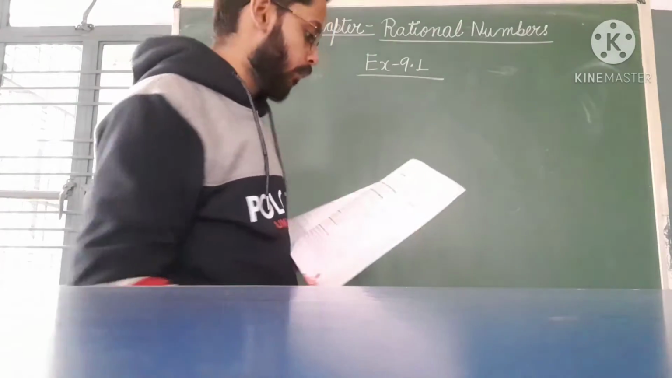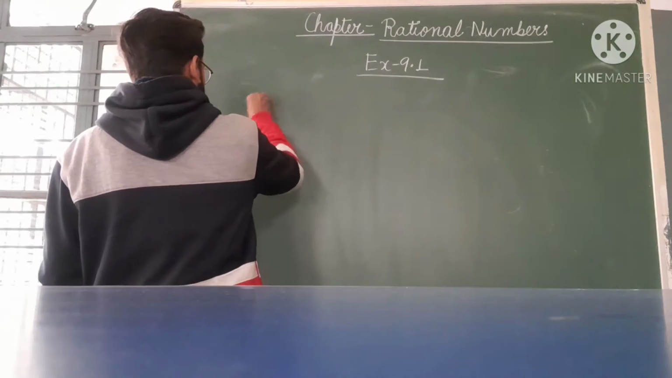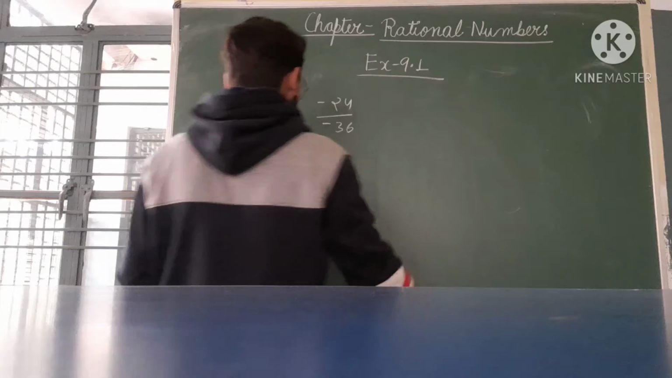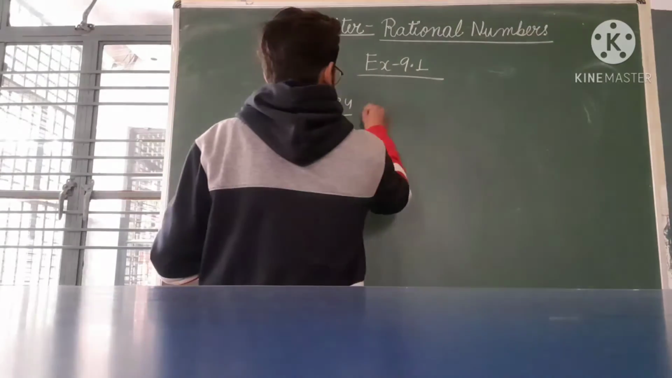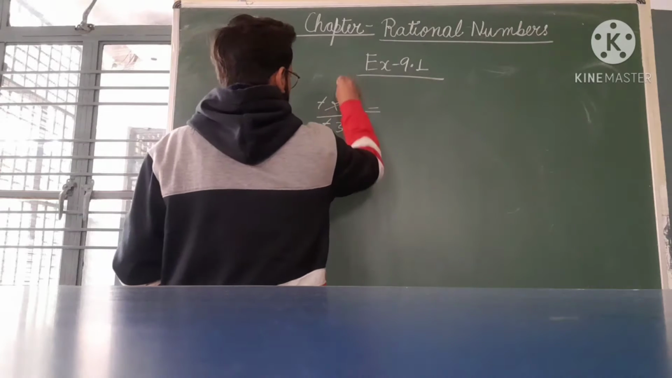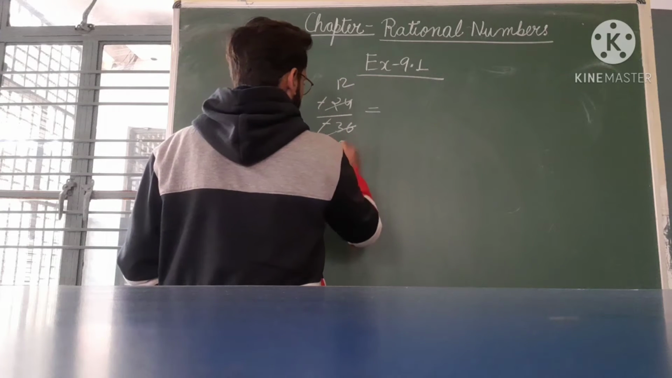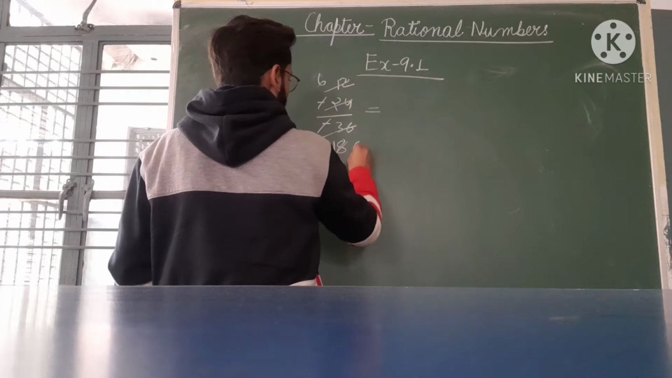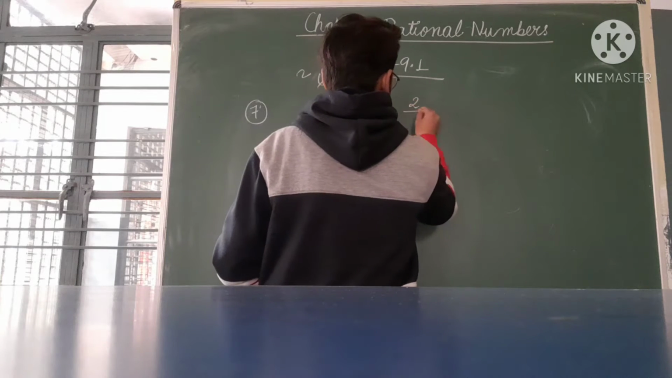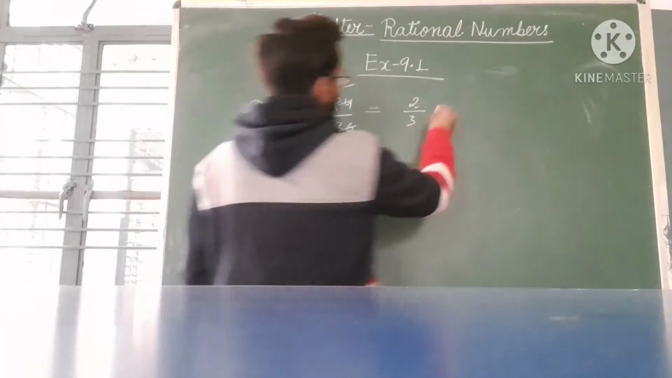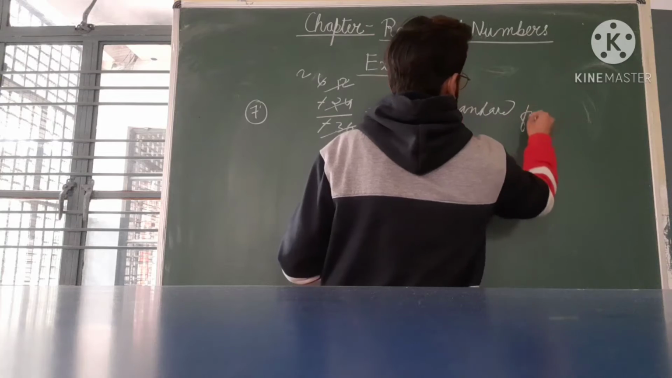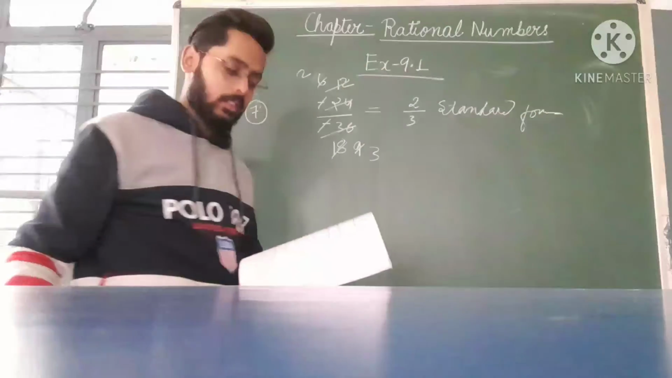Now express minus 24 upon minus 36. See question number 7. How do we have to express it? We have to express it in standard form. We have to just simplify it. Minus minus will cancel out. 2 1s are 2, 2 2s are 4, 2 8s are 16, 2 6s are 12, 2 9s are 18, 3 2s are 6, 3 3s are 9. We get 2 upon 3. This is in standard form.